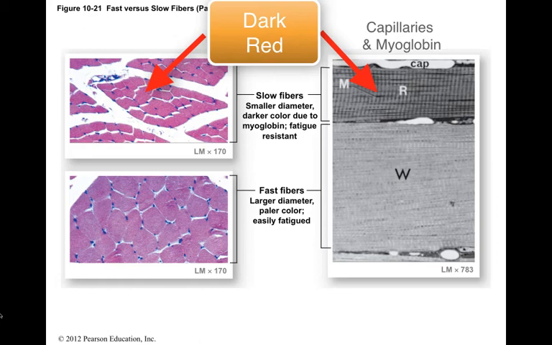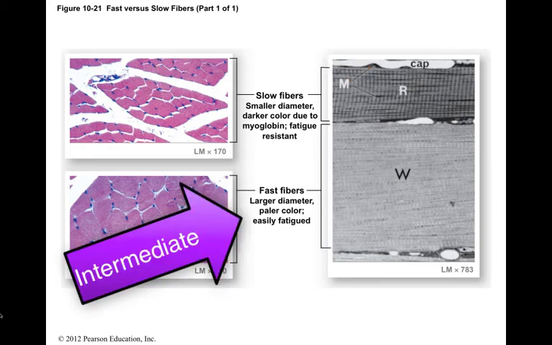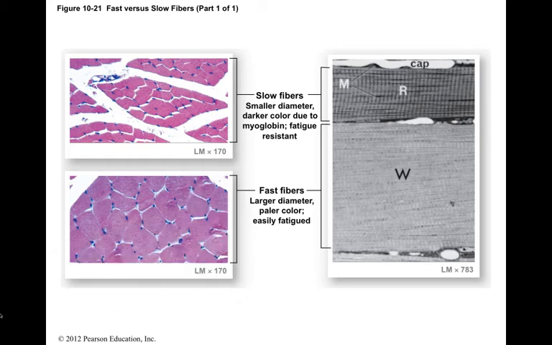Intermediate fibers most closely resemble fast fibers, for they contain little myoglobin and are relatively pale. They do have an intermediate capillary network and mitochondrial supply around them and are more resistant to fatigue than are fast fibers. Muscles dominated by fast fibers appear pale and are often called white muscles or white meat.